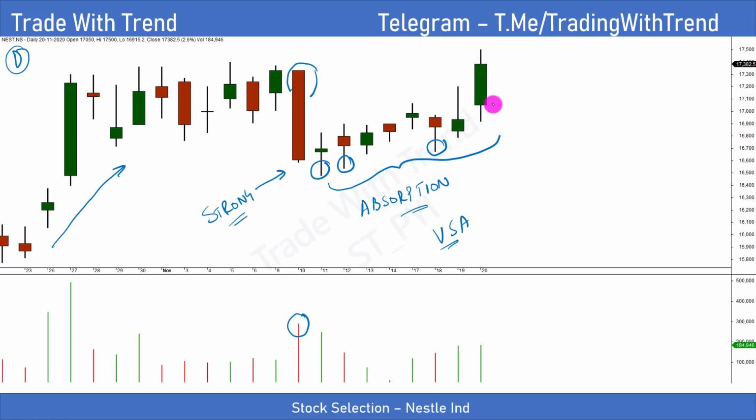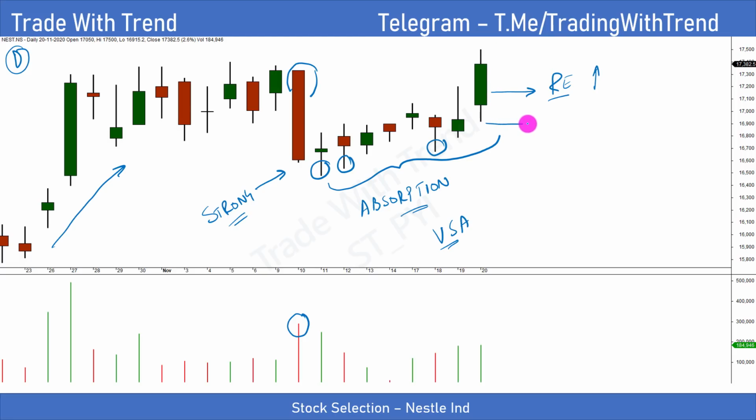If you take a look at today's candle that is forming on the chart, it does seem like after all this absorption that has taken place at lower levels, buyers have prevented price from falling lower. There is some sort of range expansion that is happening on the upside. So certainly Nestle is showing a lot of positive momentum now on the upside.